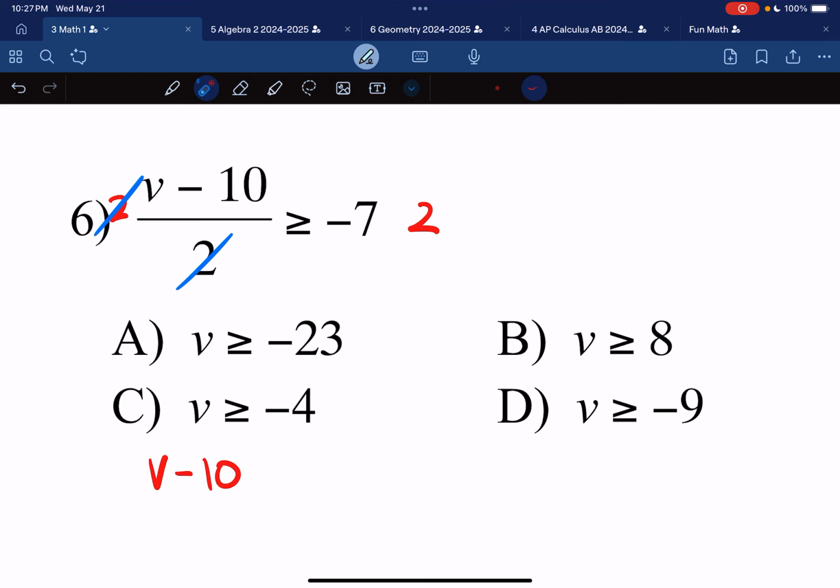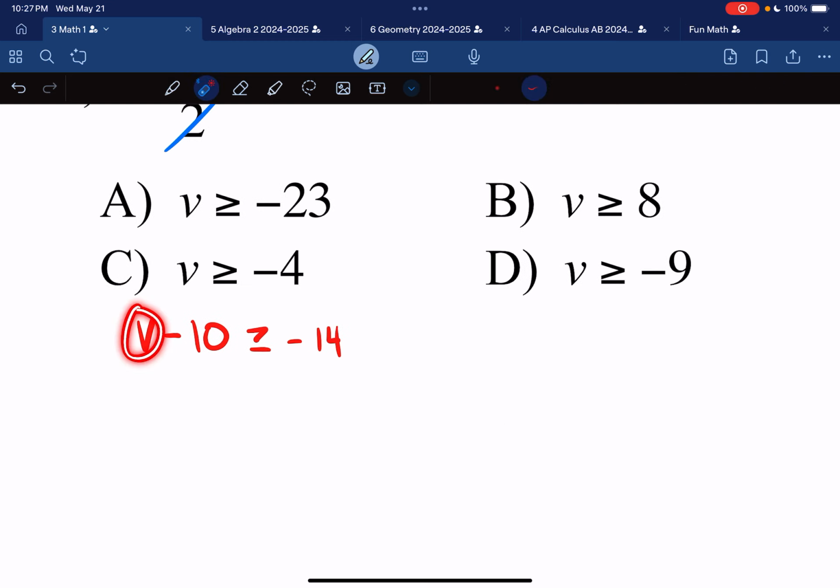And I have not multiplied or divided by a negative, so I keep this sign the same. It's still a greater than or equal to, and now I have to multiply my 7 times my 2, which is going to be a -14. And finally, I need to get v by itself. To isolate my variable, I'm going to undo -10. I'm going to add 10 to both sides.